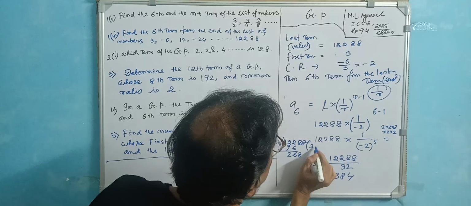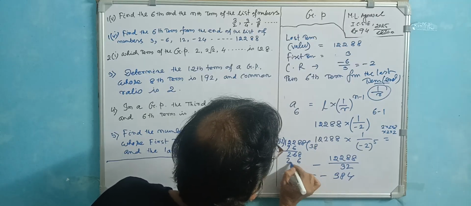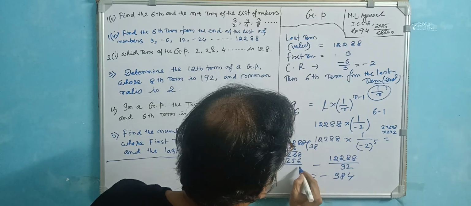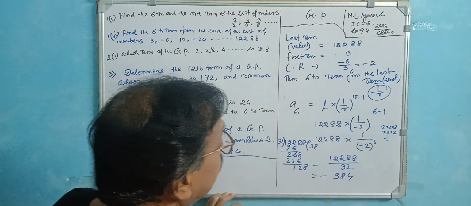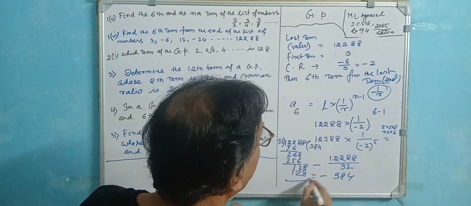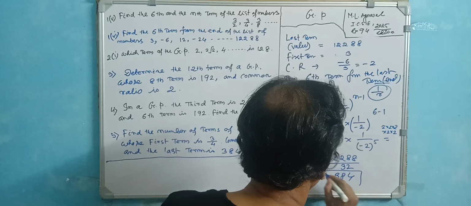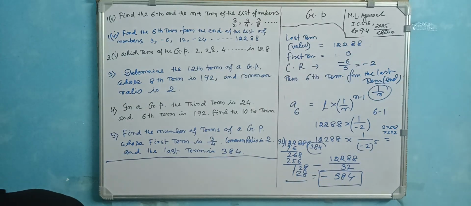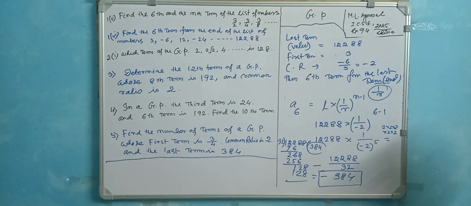So if you take 8, this is 2, this is 1, this is 8. This is 8. So 4, 4 2s are 8. Okay. So you get 348. So the answer is this minus 384. Minus 384. Okay.